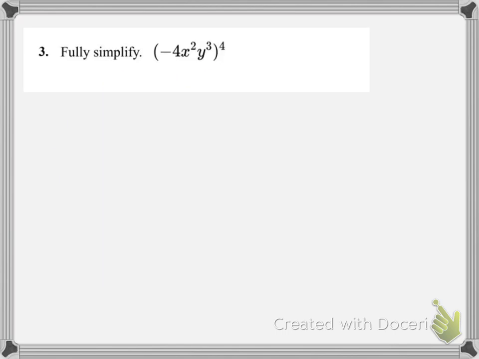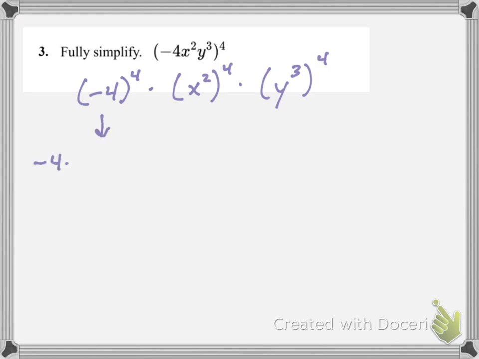Last one. So I've got negative 4 raised to the 4th power, we'll talk about that in a second, times x squared to the 4th power times y to the 3rd to the 4th power. So this is negative 4 times negative 4 times negative 4 times negative 4. Negative 4 times negative 4 is 16, times negative 4 times negative 4 is 16. Well, 16 times 16 is 256.